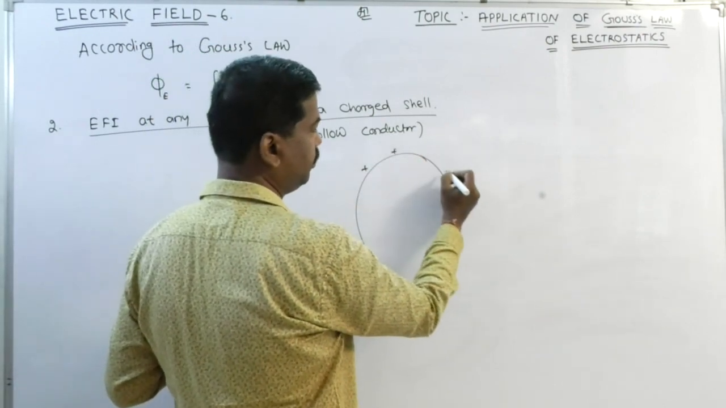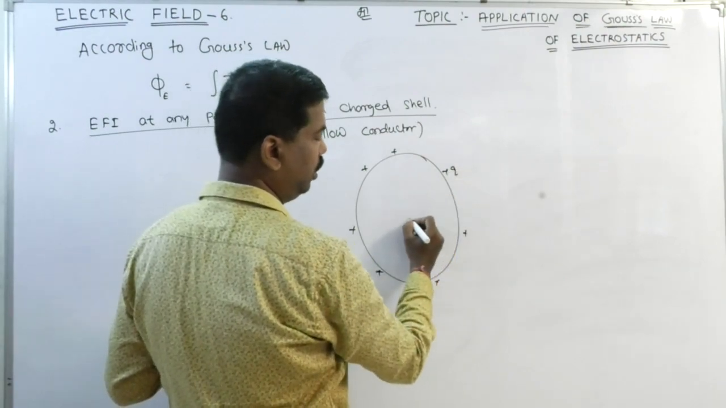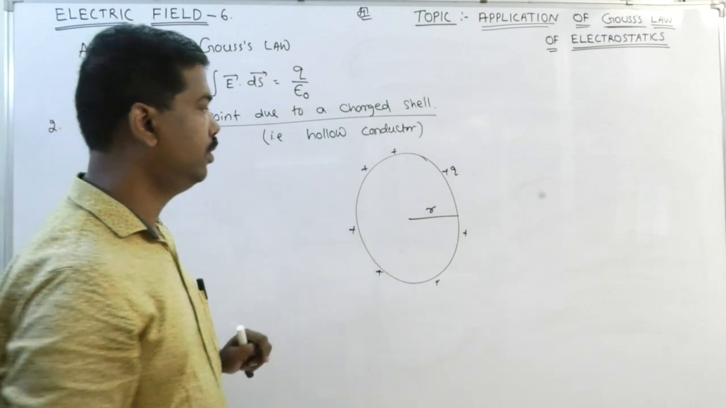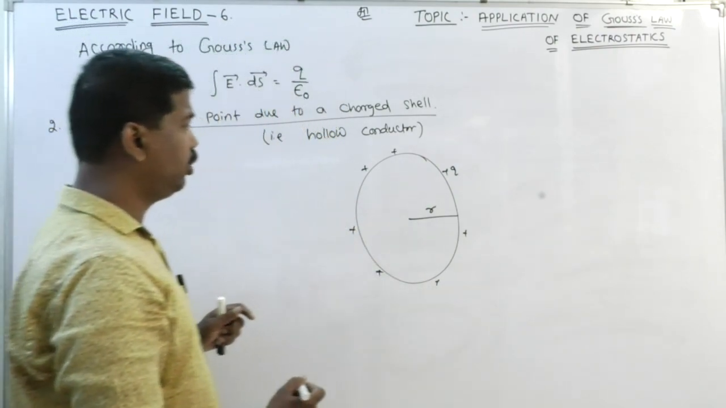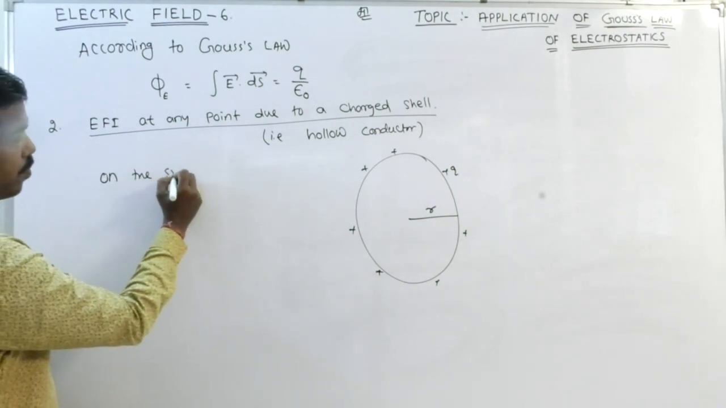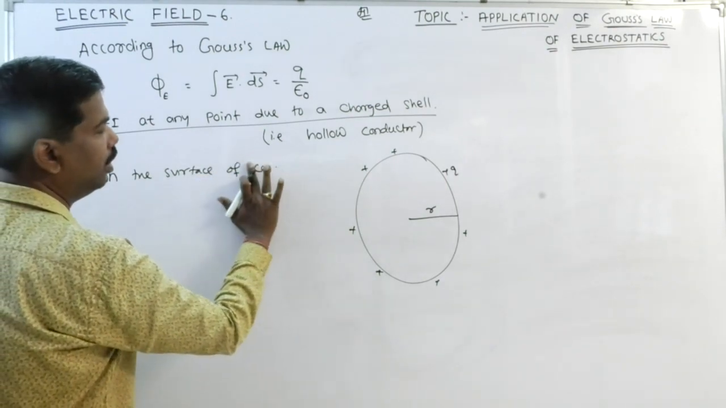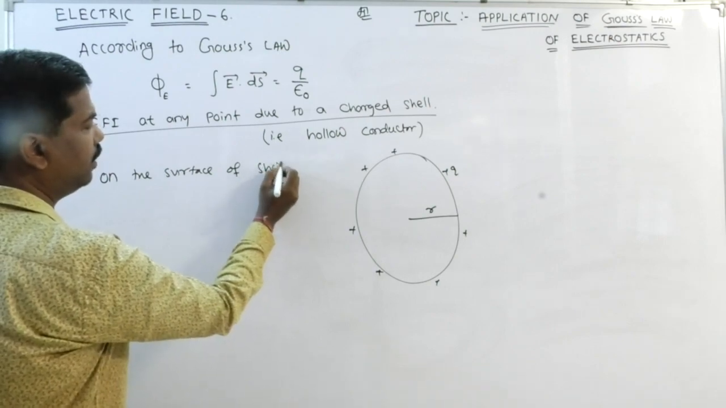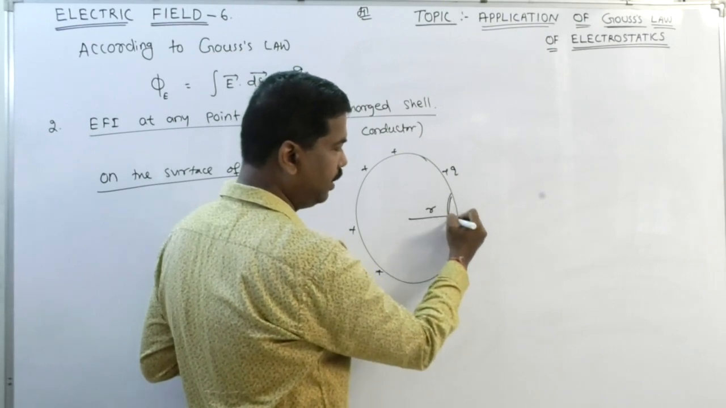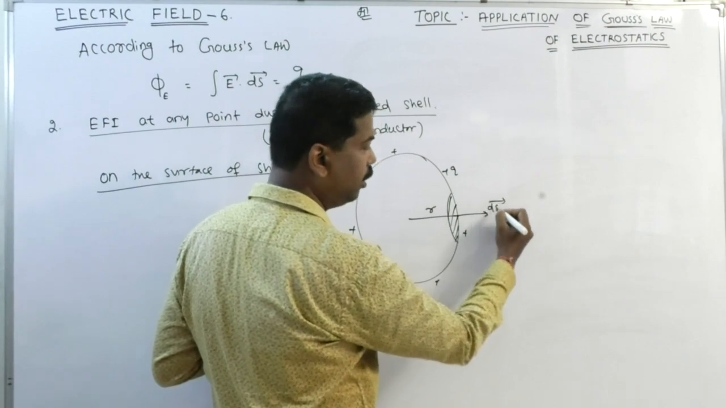Let it be charged positively. The charge will be Q. The radius of the conductor will be R. Clear? Now I would like to find out the electric intensity on the surface of the hollow conductor, or the surface of the cell. Clear? Let us imagine I have assumed a small surface area, let it be ds vector.